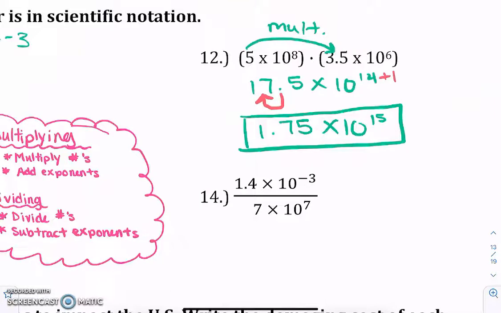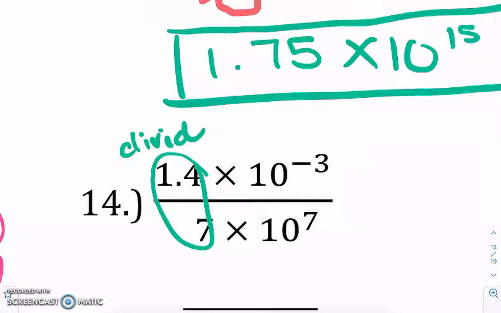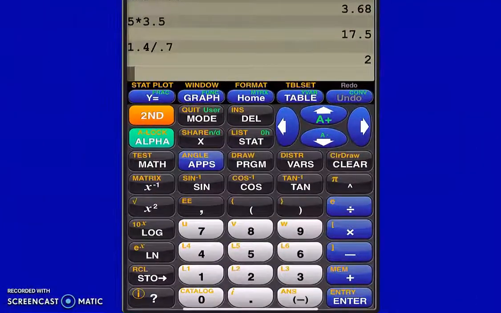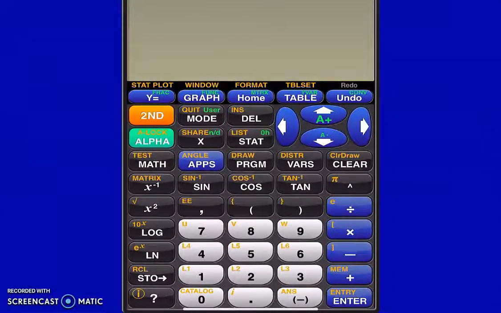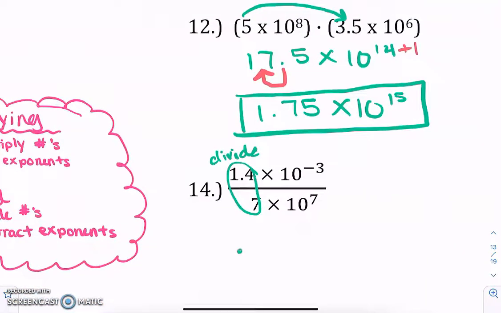So for number 14 then, we've got 1.4 times 10 to the -3rd divided by 7 times 10 to the 7th. So same thing. You are dividing these. So 1.4 divided by 7 gives us 0.2. Times 10, we're going to subtract these. So -3 minus 7 gives us -10.